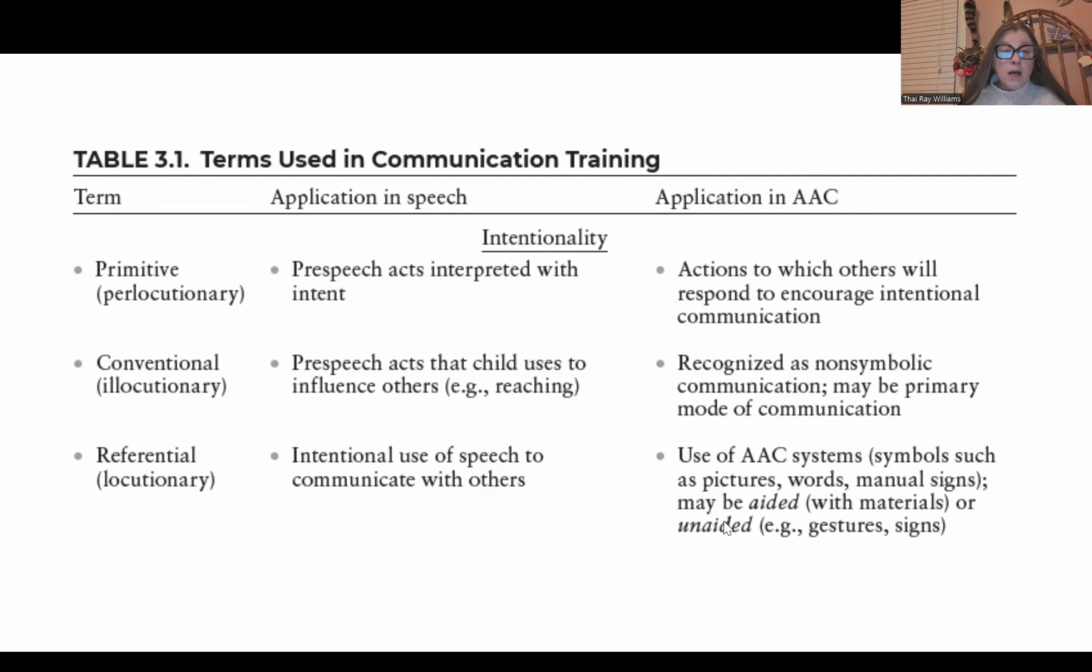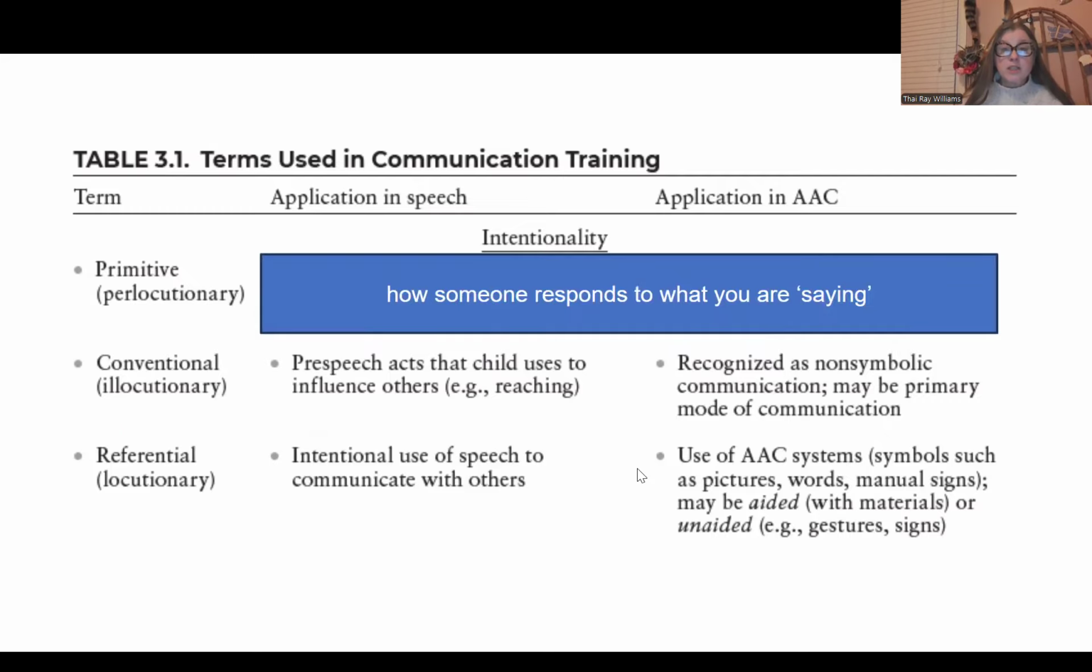The final term that I'm going to share with you is referential, and this is really intentional communication. It can be through speech, it can be through an AAC device, and with an AAC device, it could be pictures, words, or manual signs. It could be aided or unaided communication systems.